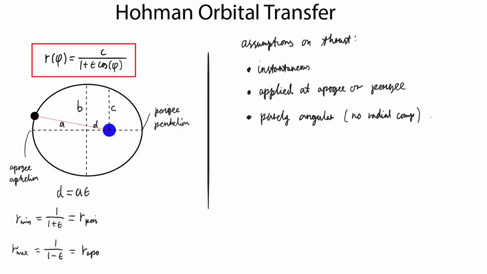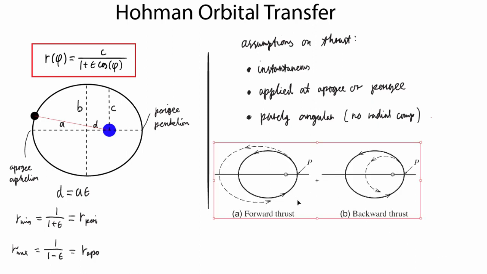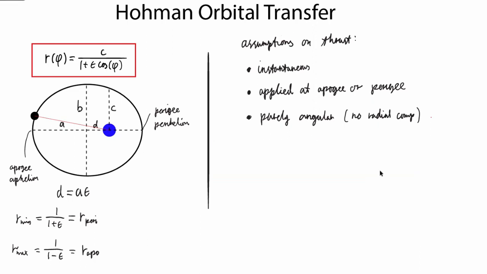So what that means is that the thrust will either be in the forward direction, in which case you will move faster here, and as we'll see in a minute, this means that the orbit becomes more eccentric, or we can have a backwards thrust, and that means that the orbit becomes less eccentric. Okay, but that's a bit of a preview, so I'm going to delete that here.